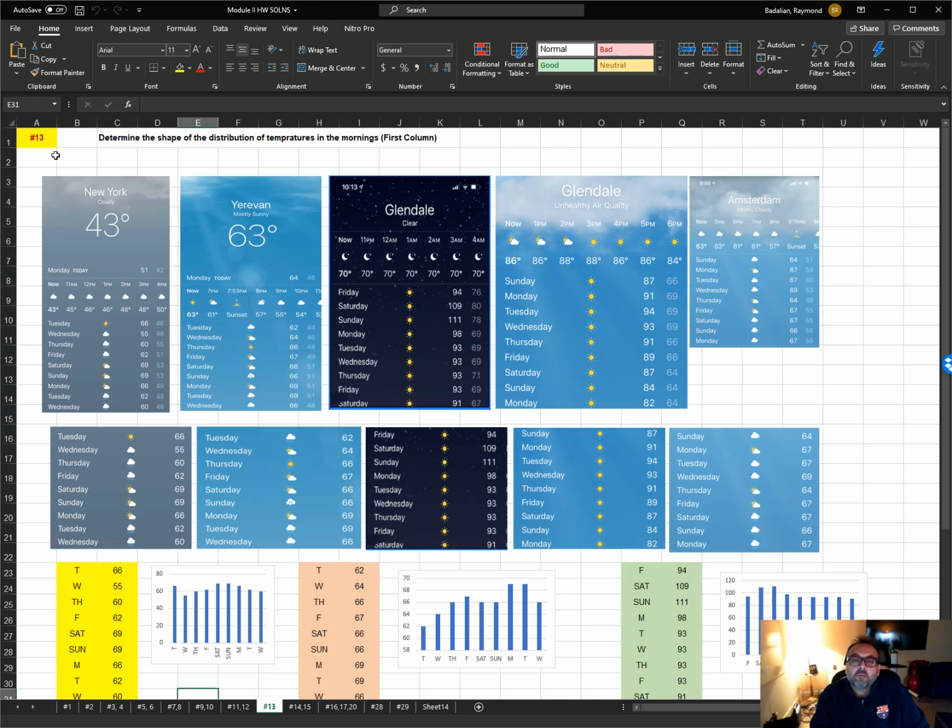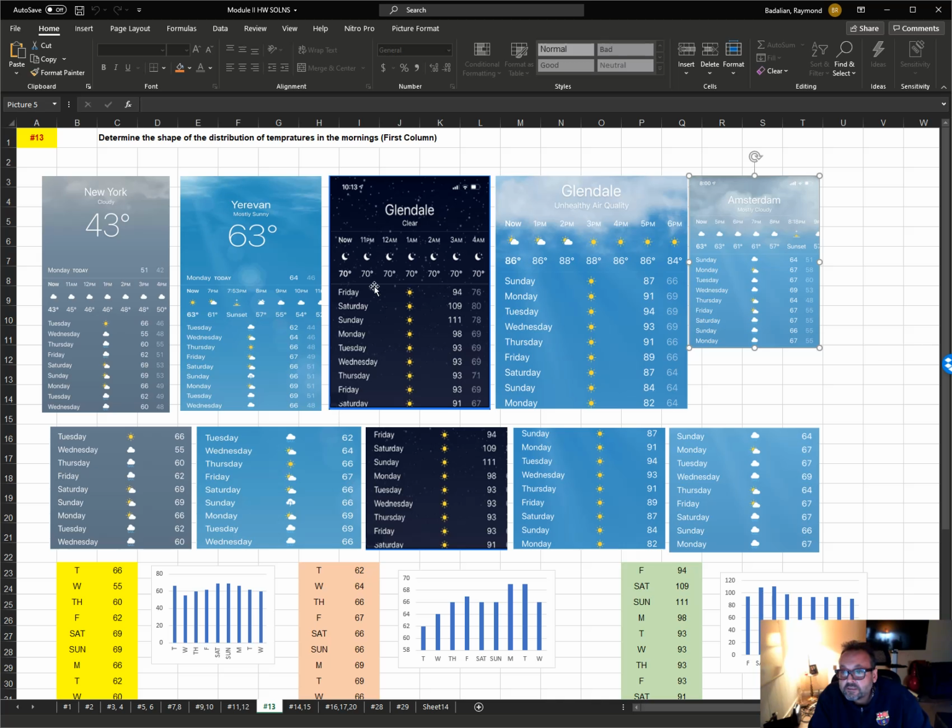Okay, let's look at number 13 here. We're being asked to determine the shape of the distribution of temperatures in the morning, and that's the first column. I've given you 1, 2, 3, 4, 5 randomly selected cities with temperatures. I've selected Glendale twice, I guess, because I live here. But nevertheless, the question is, look at the morning temperatures in every city.